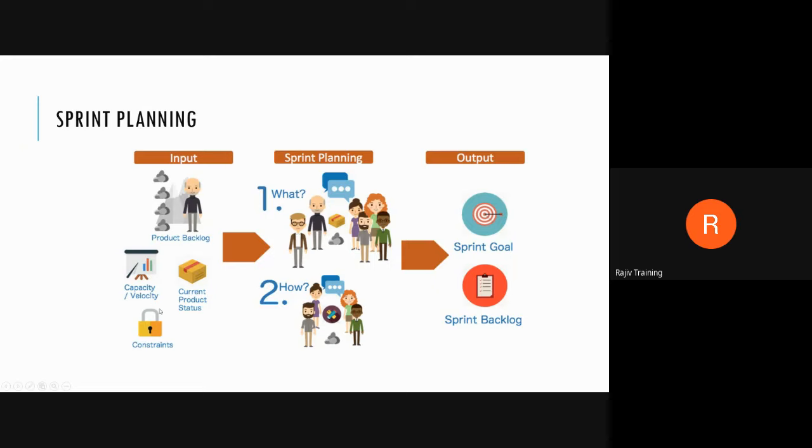And then constraints. Any kind of constraints should be checked and tracked here. What can be a constraint? Assume a couple of developers in the team in the coming sprint will be in a classroom training for 2 to 3 days. So their availability will be less. That's a constraint, right?